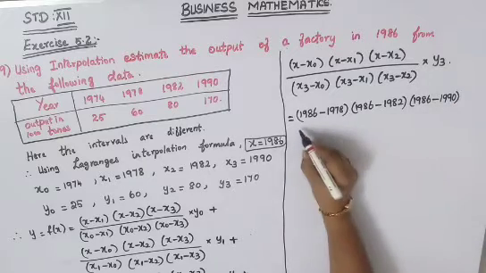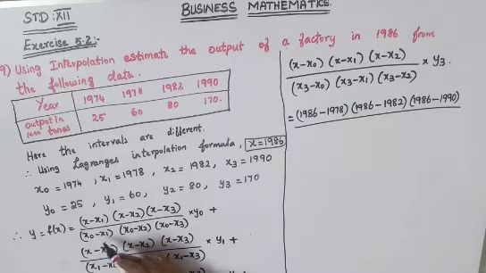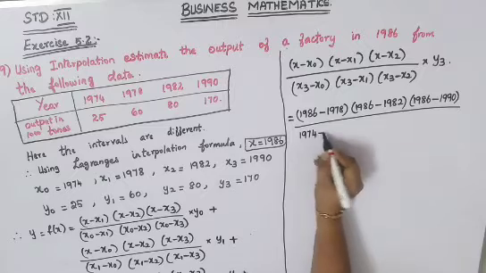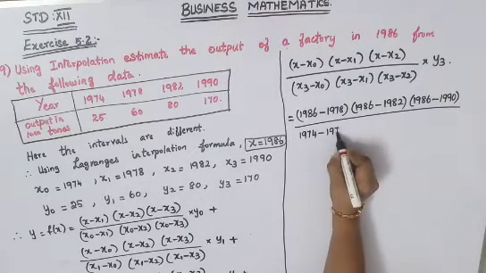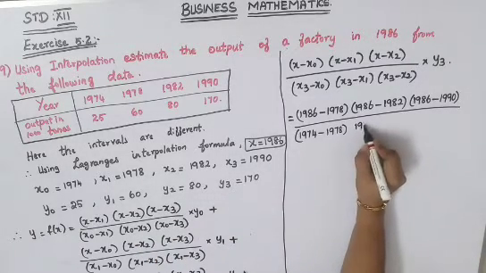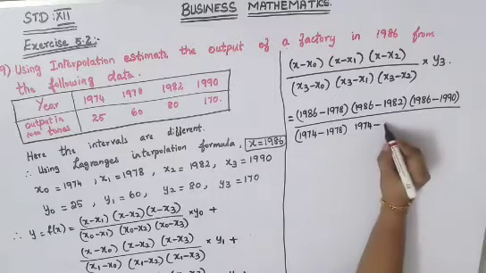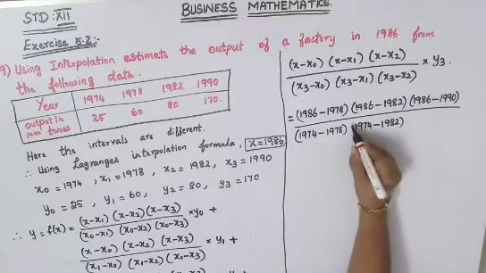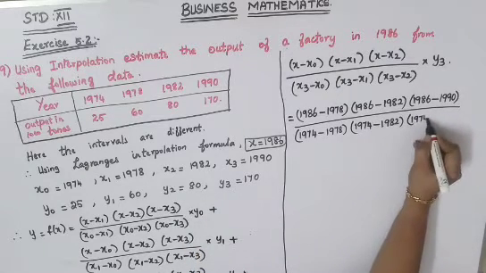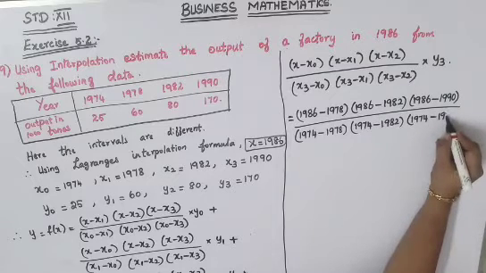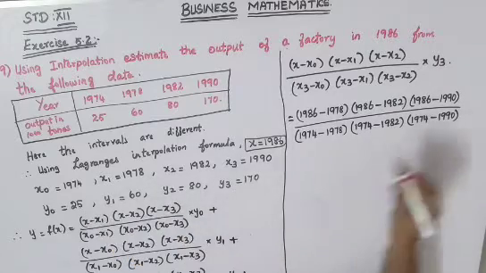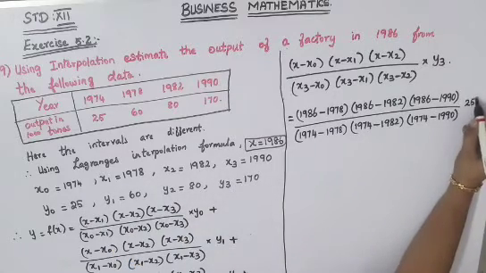divided by your x0 minus x1. x0 is 1974 minus x1 is here 1978 into x0 minus x2. So 1974 minus x2 is 1982 into x0 minus x3. So x0 is 1974 minus x3 is 1990 into your y0 is here 25. So write your y0 here into 25.